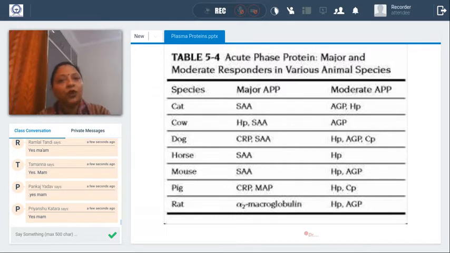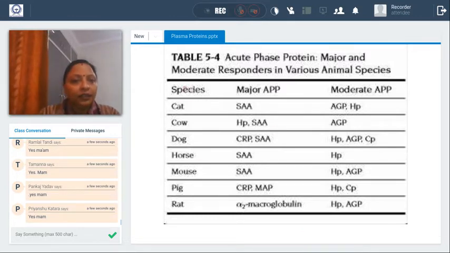Acute phase proteins, major and moderate responders in various animal species. So you can see here, these are the various species, major APPs and moderate APPs. Major APPs are in cat SAA, cows HP and SAA. Please remember this HP and SAA. Dog CRP and SAA, horse SAA, I just told you. Pig CRP and MAP.